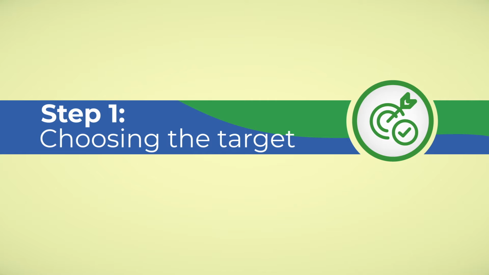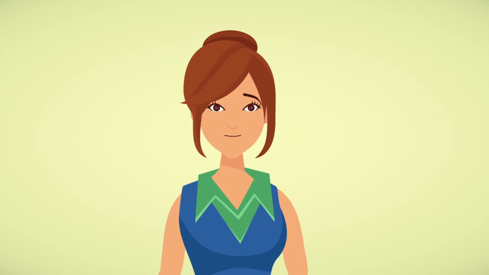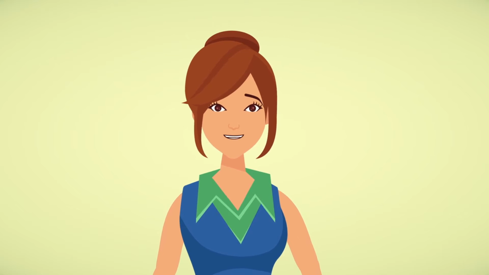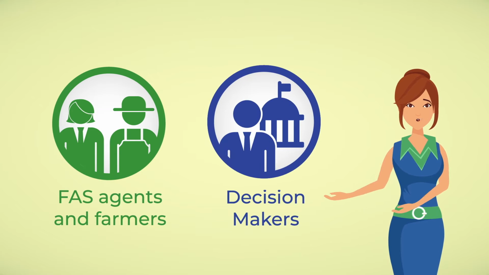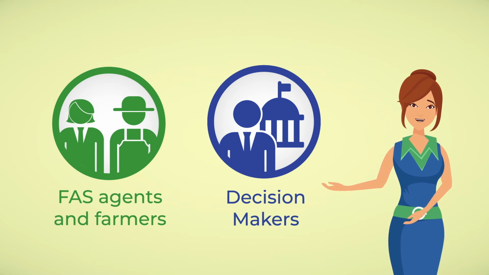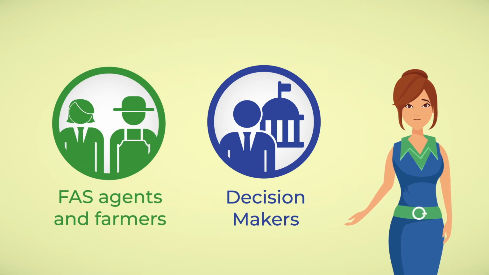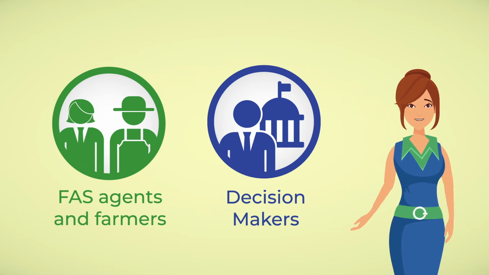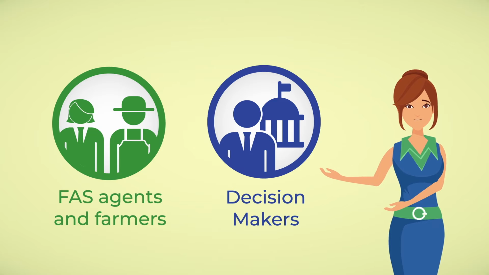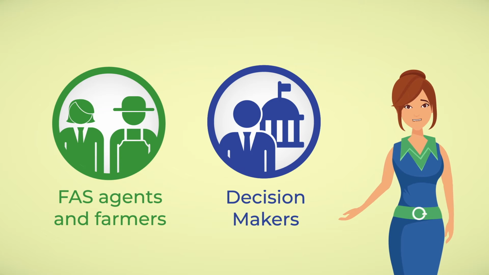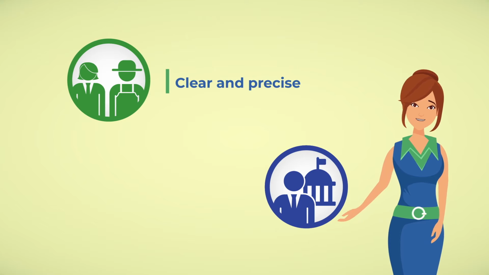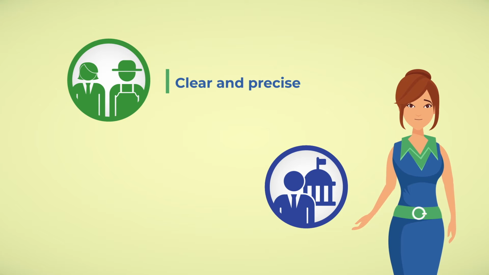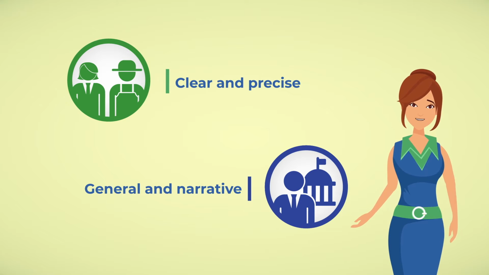Step 1. Choosing the target. The FAS Living Lab Factsheets could serve to transfer knowledge to farmers and FAS agents, but also to decision makers who manage the farm advisory system and innovation in agricultural development. Therefore, before your group starts completing a fact sheet, be sure to identify your target audience. Selecting one or the other will affect your writing style. Clear and precise information is required for professionals in the agricultural sector. A more general narrative is suitable for decision makers.